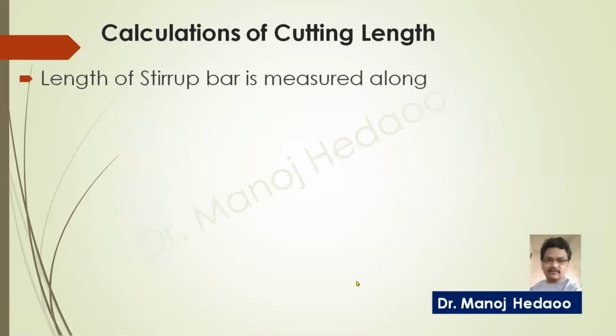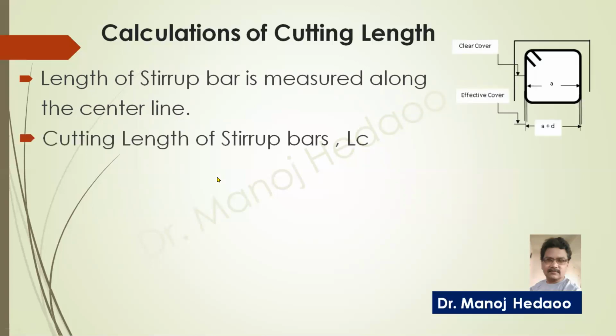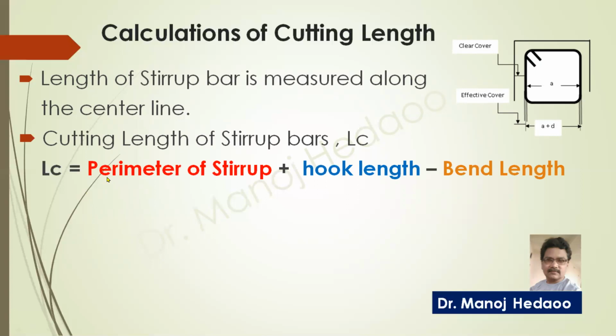Now the length of stirrup bar is measured along the center line. This is important. The length of stirrup bar is measured along the center line. Now the cutting length of stirrup bar, which I have denoted as LC, has three basic components. LC equals the perimeter of stirrup plus hook length minus bend length.